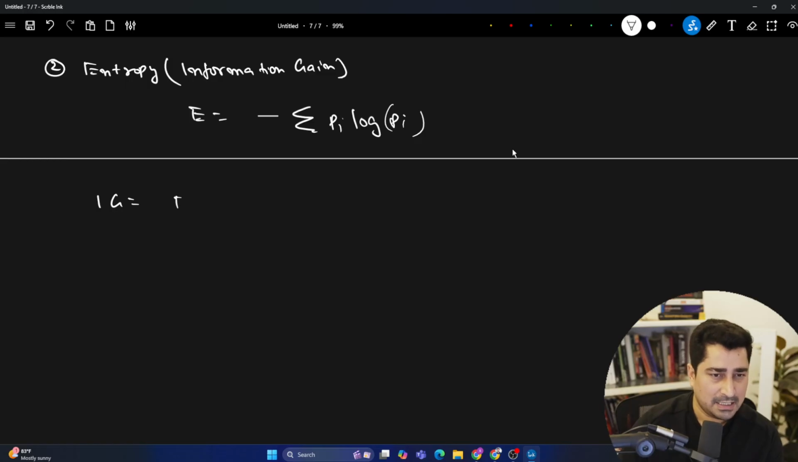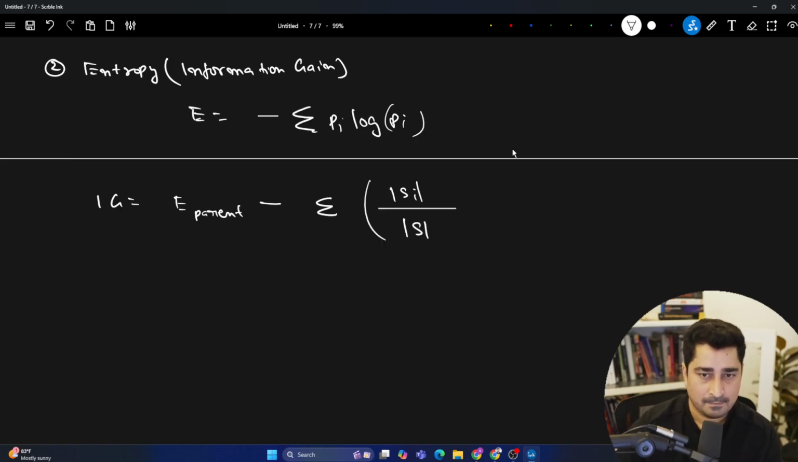So information gain is nothing but the entropy of the parent, minus the summation of Si divided by S, times the entropy of i. Here Si is nothing but the subset after the splitting. So S is the complete set and Si is the subset after the splitting.